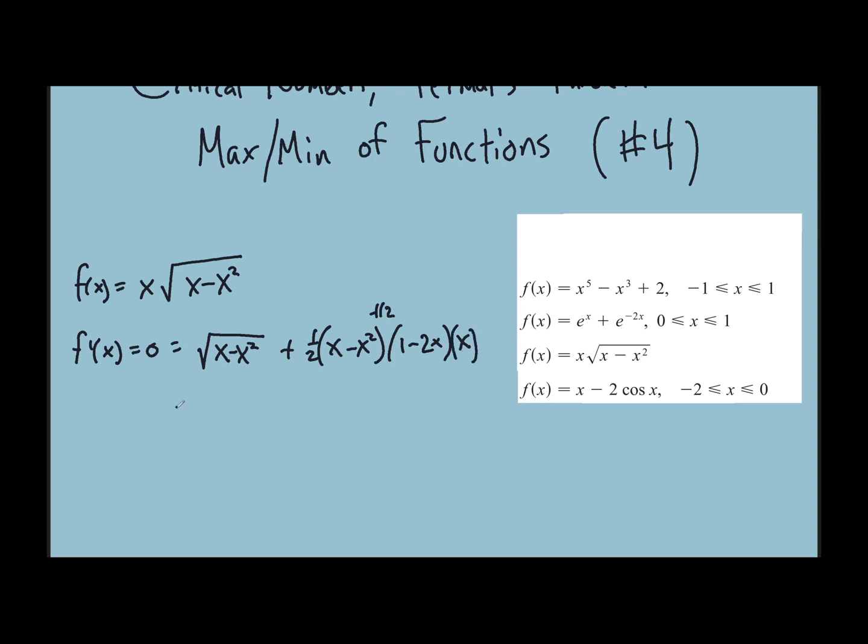So what do we get here? We get the square root is still there. That's good. And what's on top here? It's going to be x minus 2x squared over 2 root x minus x squared, like that.